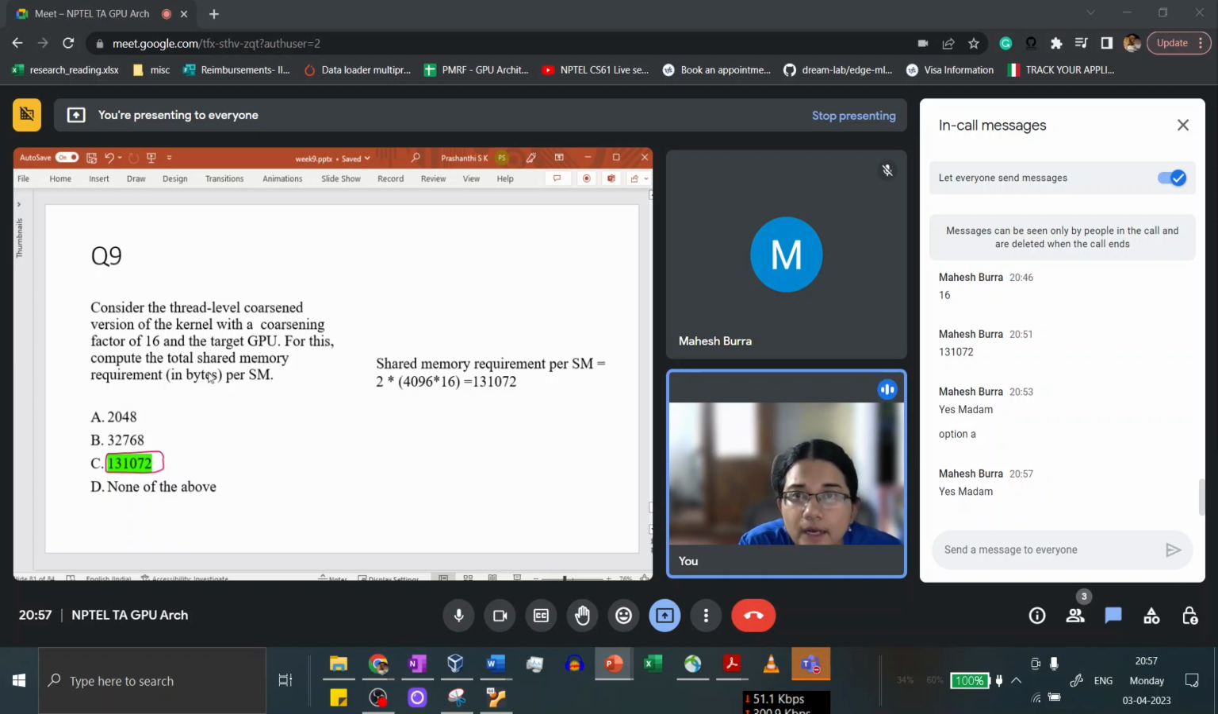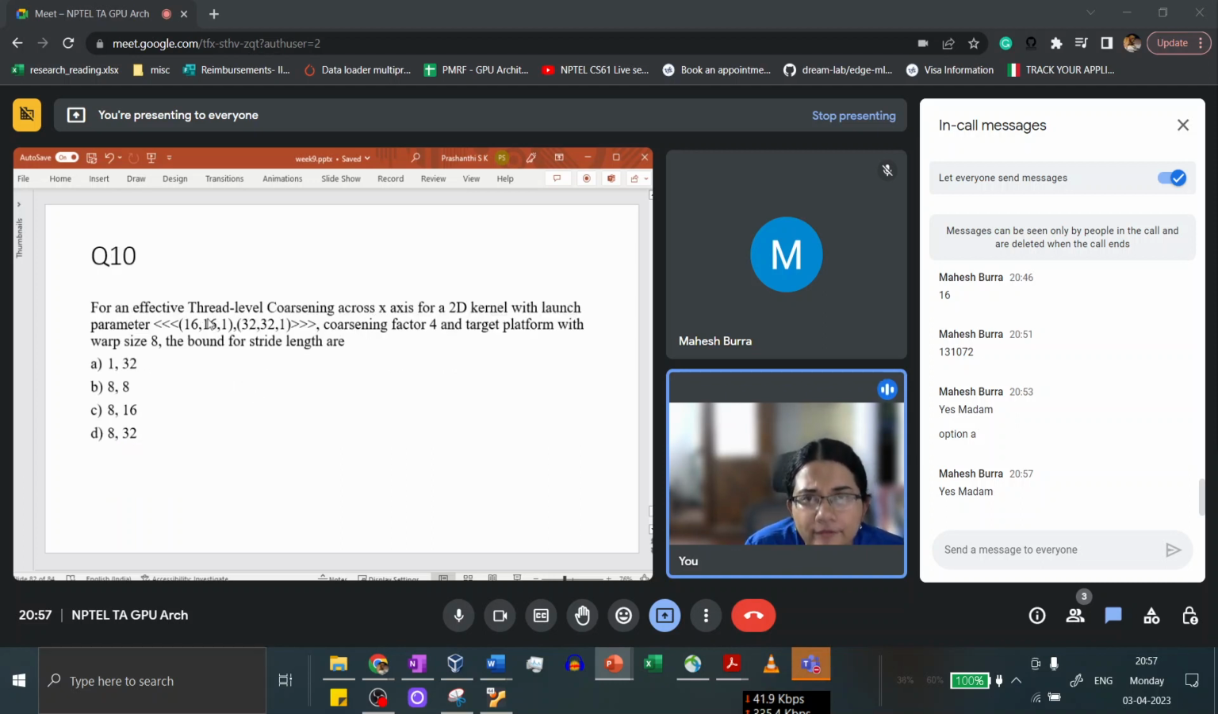Great. Let's move to our last question for the day. For an effective thread level coarsening across x-axis for a 2D kernel with launch parameters 16, 16, 1, 32, 32, 1, coarsening factor 4, and target platform with warp size 8, the bounds for the stride length are, you have 4 options. Remember, we discussed how to get these bounds for the stride length for thread level coarsening and block. So this is thread level coarsening. Take a couple of minutes and think about this.